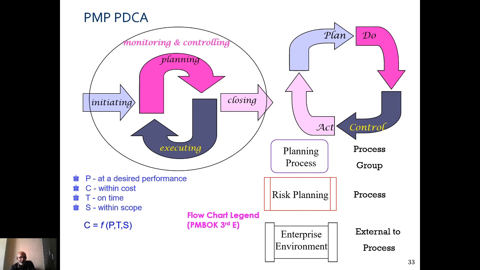Cost is a function of what? PTS: performance, time and scope. Cost is a function of the remaining three attributes. That is PTS. You can remember it in any order. You can remember it as STP: scope, time and performance. Simple thing. Remember it as STP.